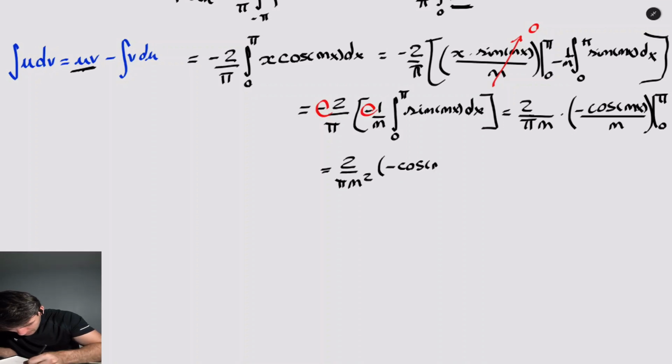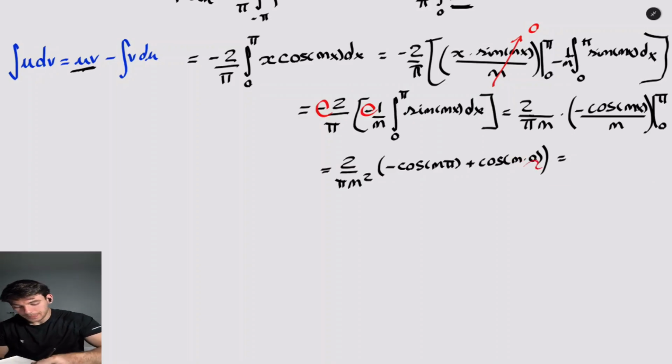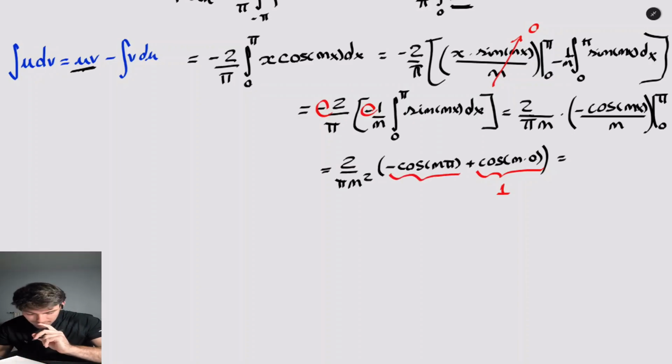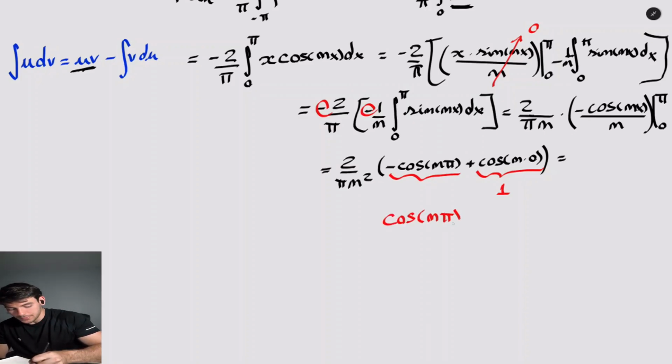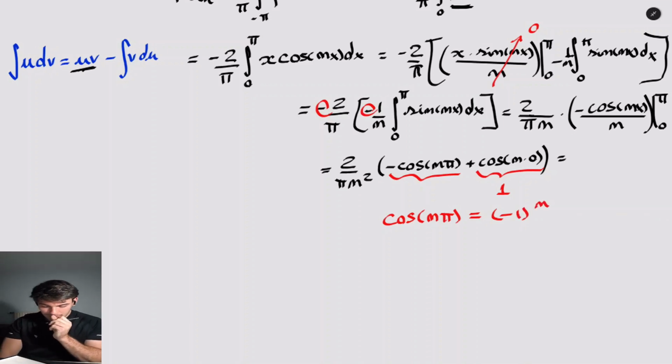minus cosine of n pi plus cosine of n times 0. So this cosine of n times 0 is cosine of 0. That's basically 1. And here we have minus cosine of n pi. So cosine of n pi equals minus 1 to the power of n.